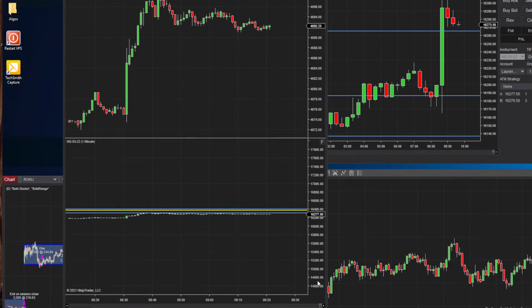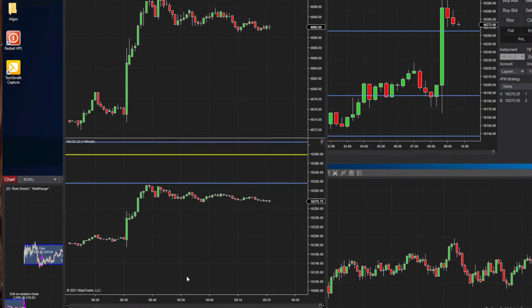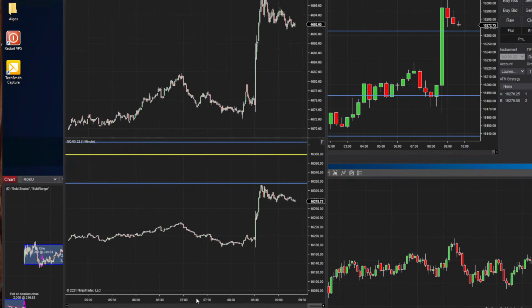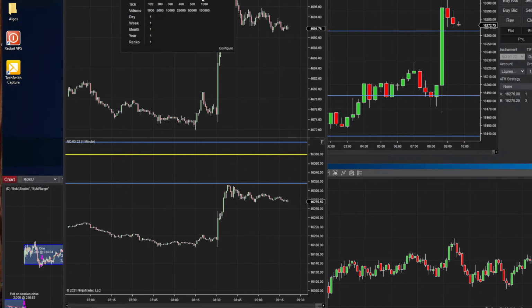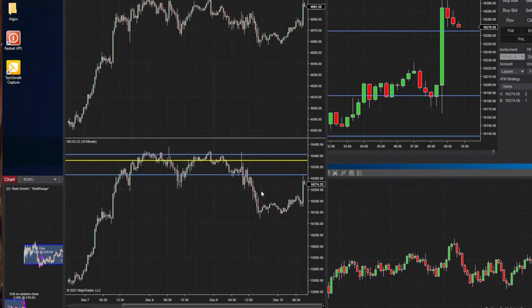What about like that red level? What? Alright, well, let me change this to a 30-minute and we'll see what happens. I'm glad I have some extra time today. So 10 minutes till the market opens.